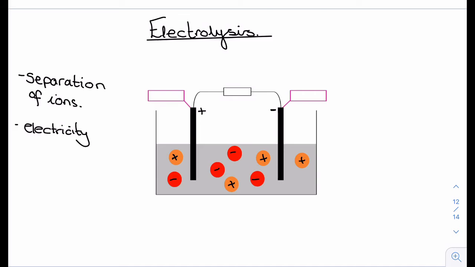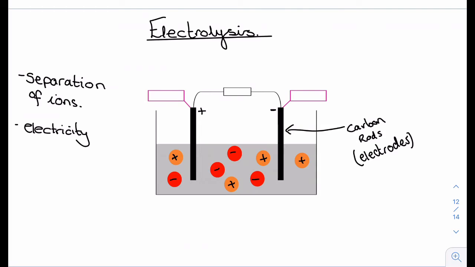So depending on how it's set up, one of these rods, which are usually made out of carbon, one of these carbon rods is positively charged and one's negatively charged, and that's because of the electricity in that circuit there. These carbon rods are often referred to as electrodes.